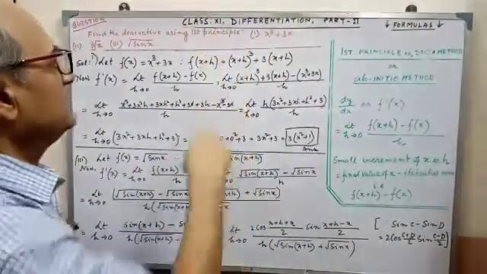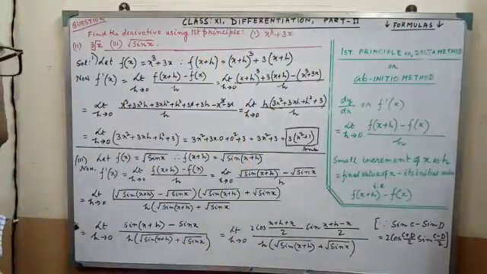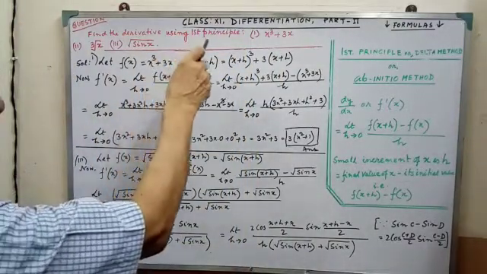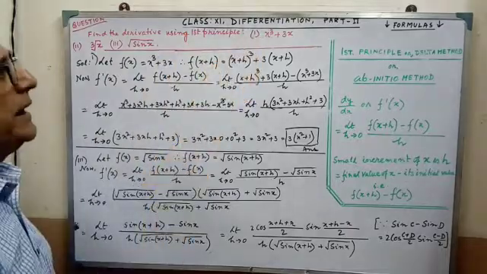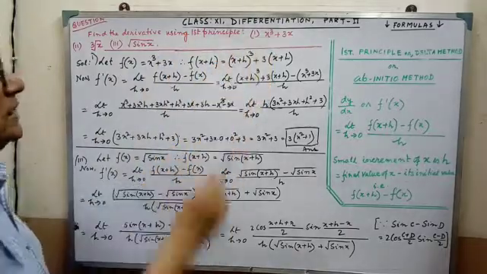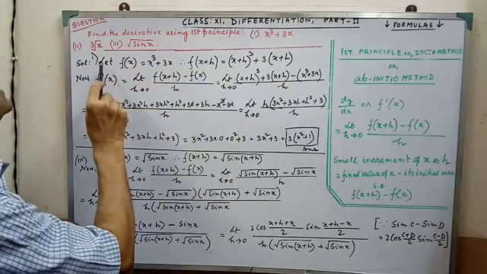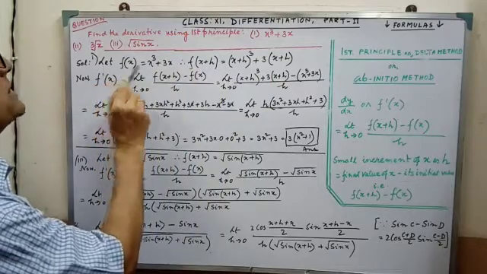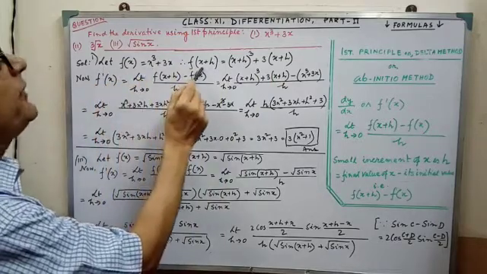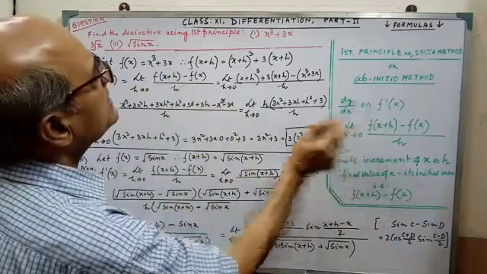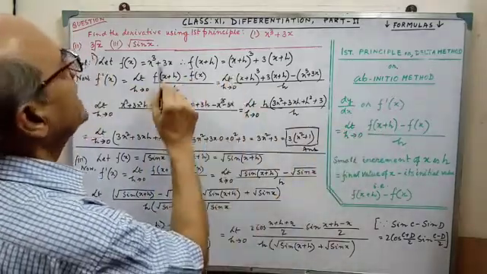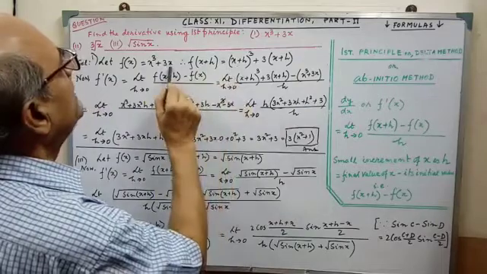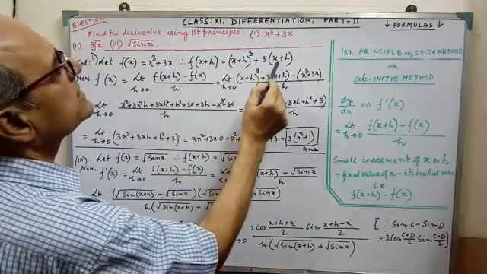Now see the sum given on first principle. Find the derivative using the first principle: x cube plus 3x. So, solution: let f(x) equal to this, and f(x plus h), that is in place of x, x plus h, and in place of x, that is x plus h.